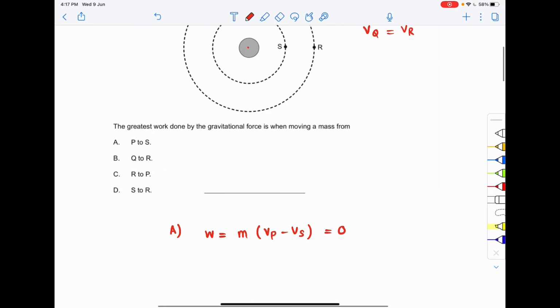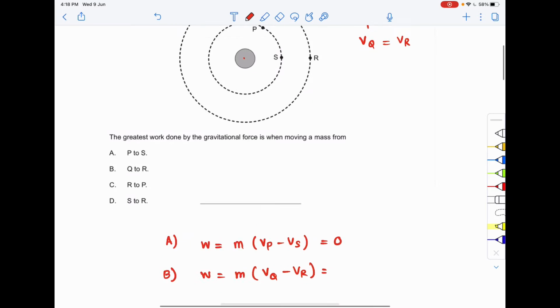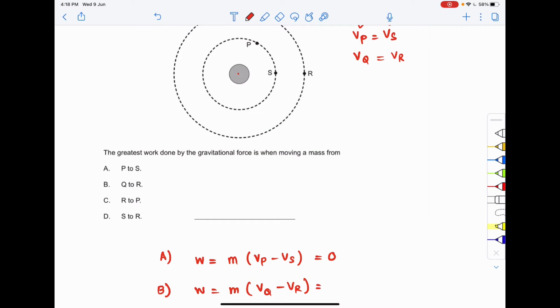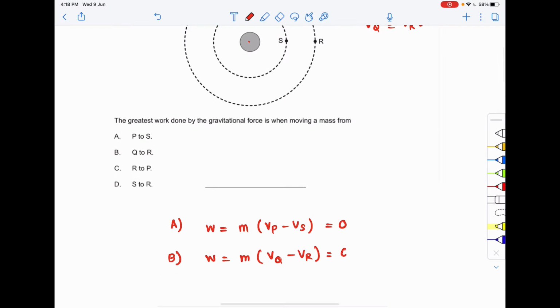Okay, now exploring the second option, from Q to R. The work done will be equal to m times potential of the point Q minus potential of the point R. Again see, the potential of the point Q is equal to the potential of the point R. Okay, so that means again the work done over here will be 0.